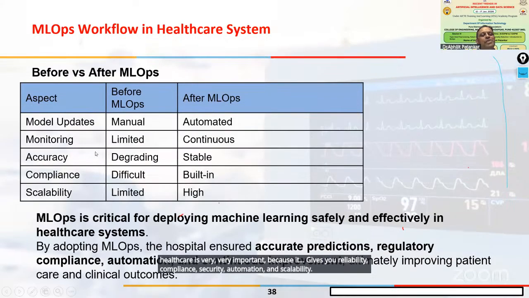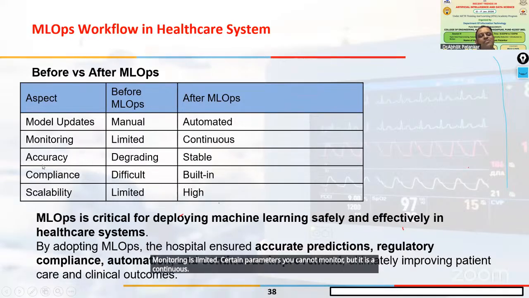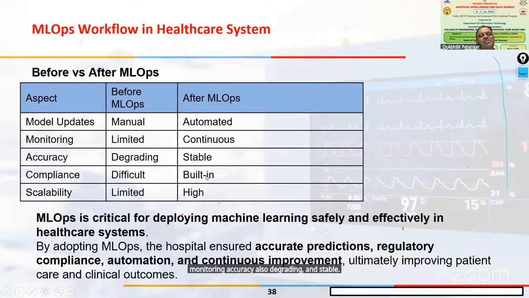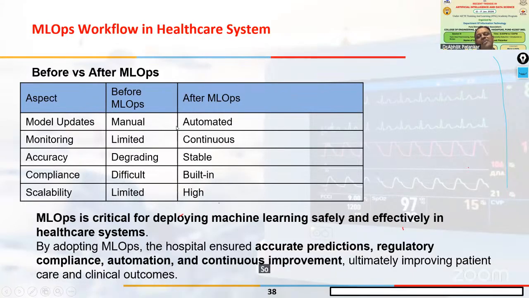So how is it improving? Step by step, model updating. Initially, if you want to update the model, you have to do it manually. Now it is automated. Monitoring was limited. Certain parameters you could not monitor, but now it is continuous monitoring. Accuracy was degrading, and now it is stable. Compliance was difficult and now it is built in based on the model. Scalability is high. So these are the added advantages you get by applying MLOps.